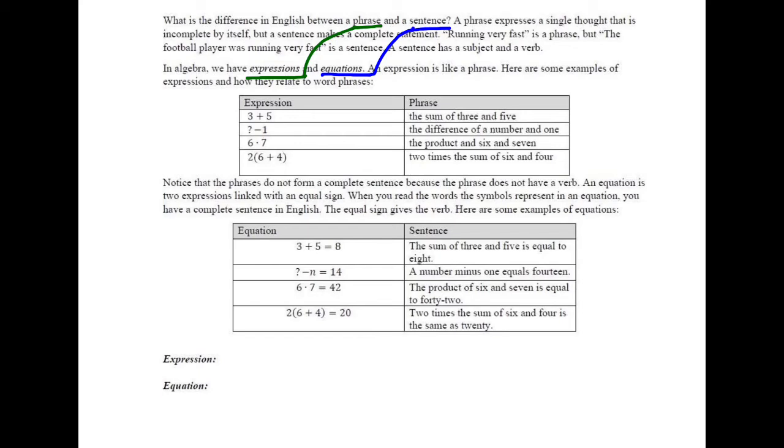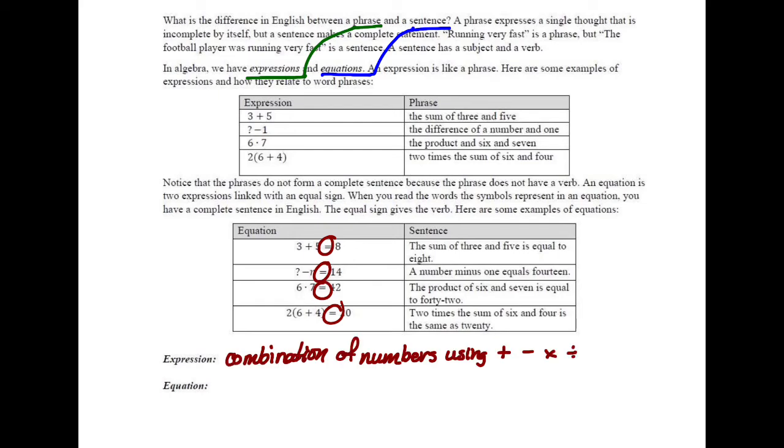And we've talked about this before. The big difference is that equations have equal signs and expressions don't. So that's the easiest way of figuring them out. So an expression, by definition, is a combination of numbers using add, subtract, multiply, and divide. An equation is two expressions equal to each other. So this is where the equal sign comes in.